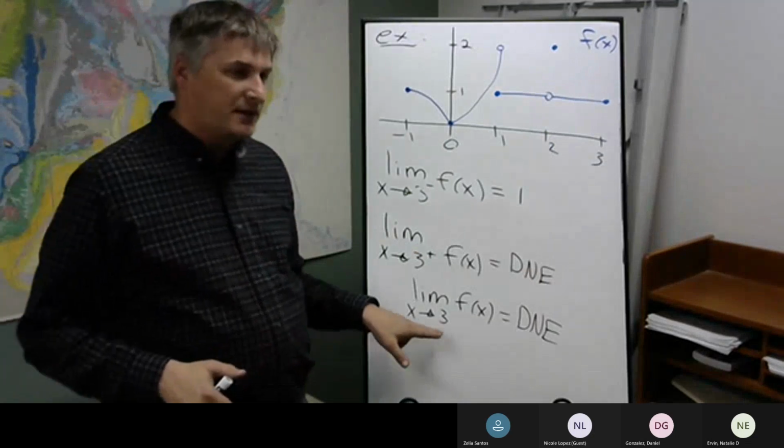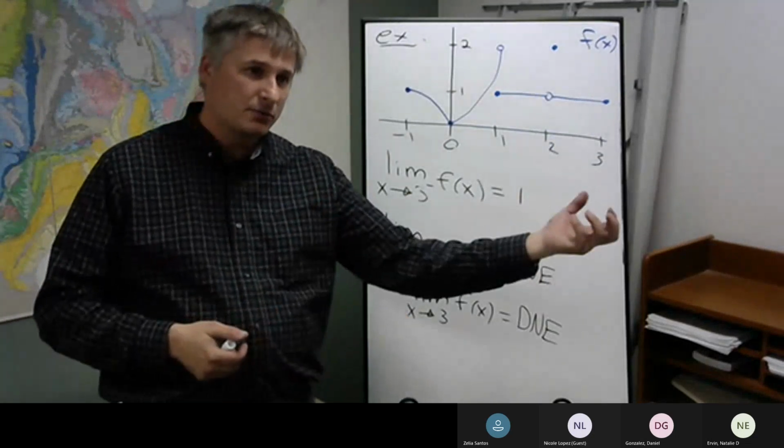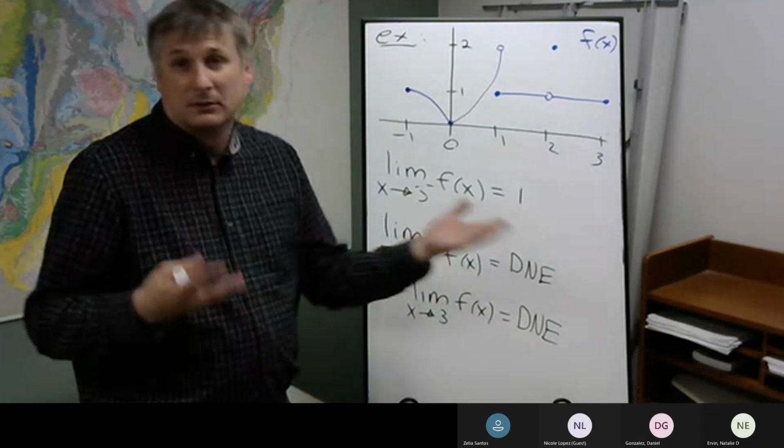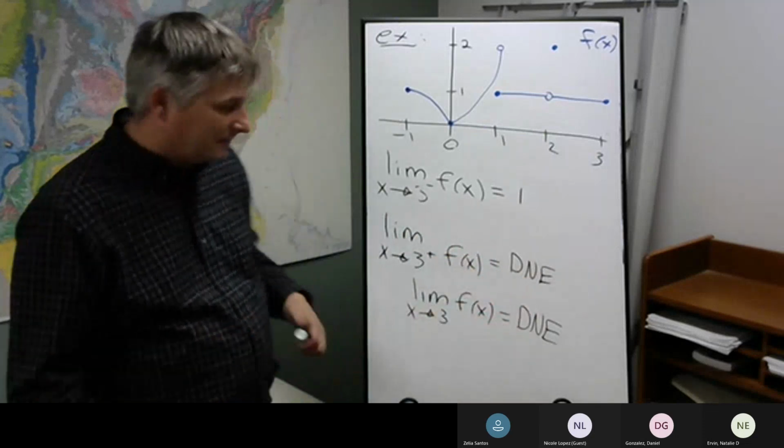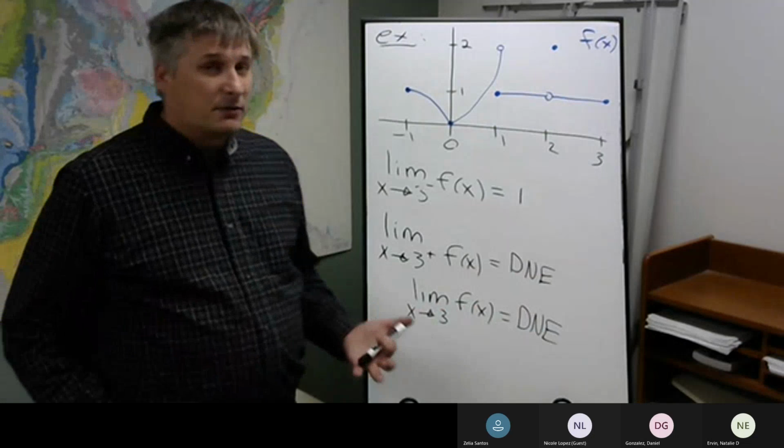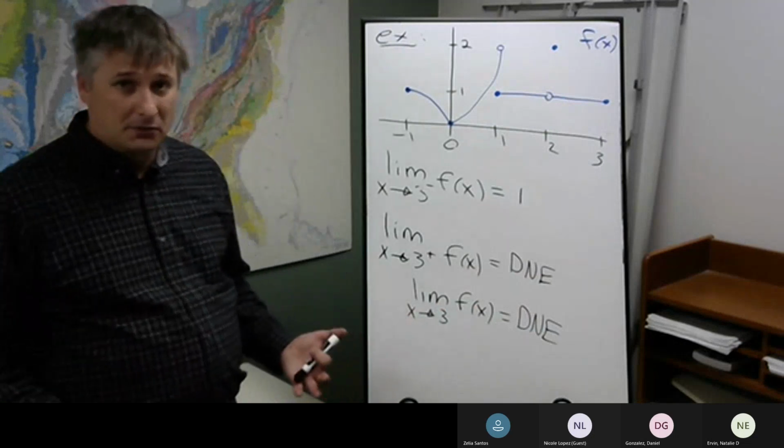And again, we're treating this as you're free to choose x values to the right of 3 and to the left of 3. And because our domain doesn't exist to the right of 3, we can't do that. So that's what we've got for one-sided limits and the limit existence theorem.